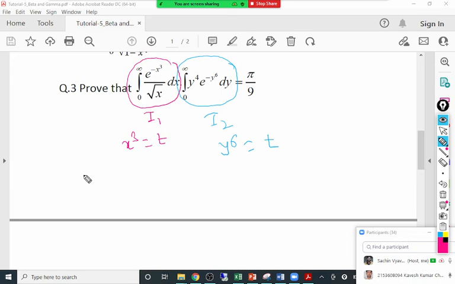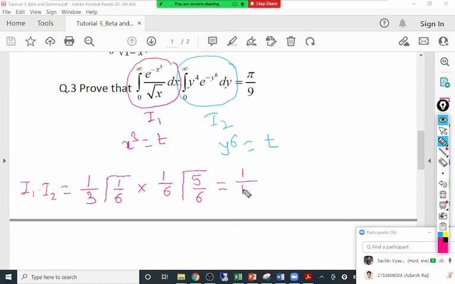Sir, I1 is equal to 1 by 3 gamma 1 by 6. Okay. Next, I2 is 1 by 6 gamma 5 by 6. Correct. So this is the value of I1 into I2. I1 into I2 is equal to 1 by 18 gamma 1 by 6 into gamma 5 by 6. Up to this, everyone has done it.